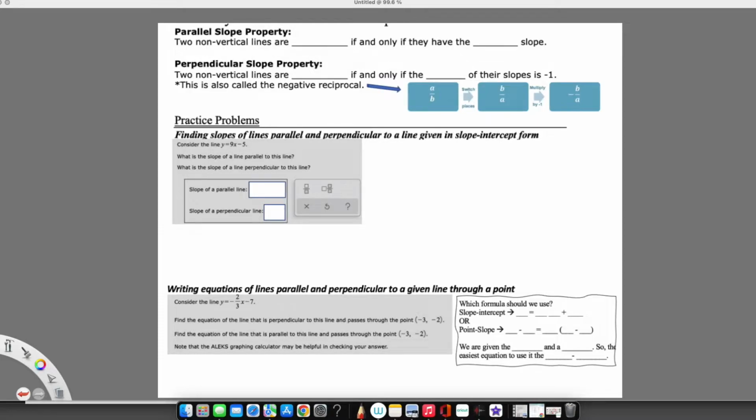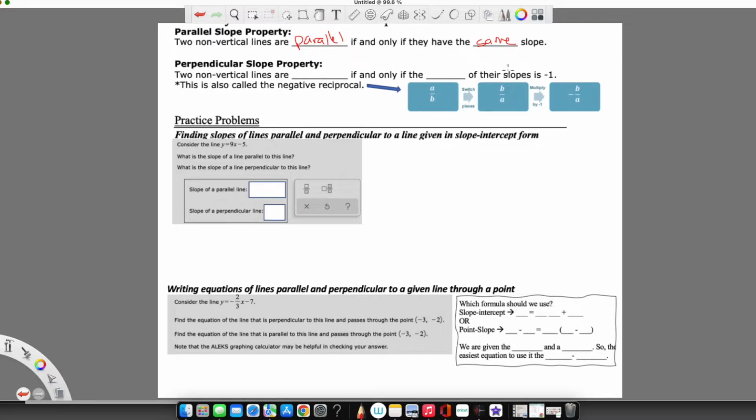All right, so we're going to keep talking about parallel and perpendicular lines, but now we're going to very specifically look at the slope of parallel and perpendicular lines because they're related to each other, and we can actually write equations using these concepts. So two non-vertical lines are parallel, meaning that they do not cross and they're the same distance apart, if and only if they have the same slope.